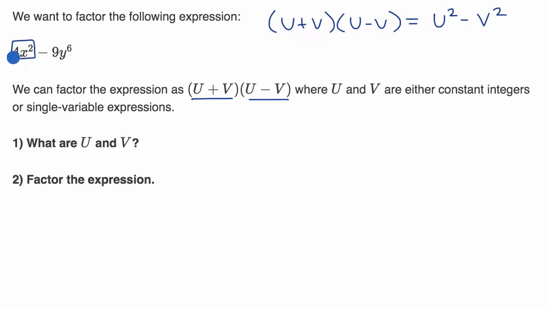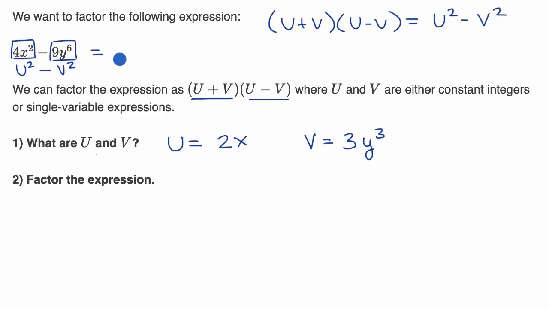Well, in order for this to be u squared and for this to be v squared, that means u squared is equal to 4x squared. So u would have to be equal to the square root of that, which would be 2x. Notice, 2x squared is 4x squared. And then v would have to be equal to the square root of 9y to the 6th. The square root of 9 is 3, and the square root of y to the 6th is y to the 3rd power. And then we could use that to factor the expression, because this right over here is the same thing as u squared minus v squared.